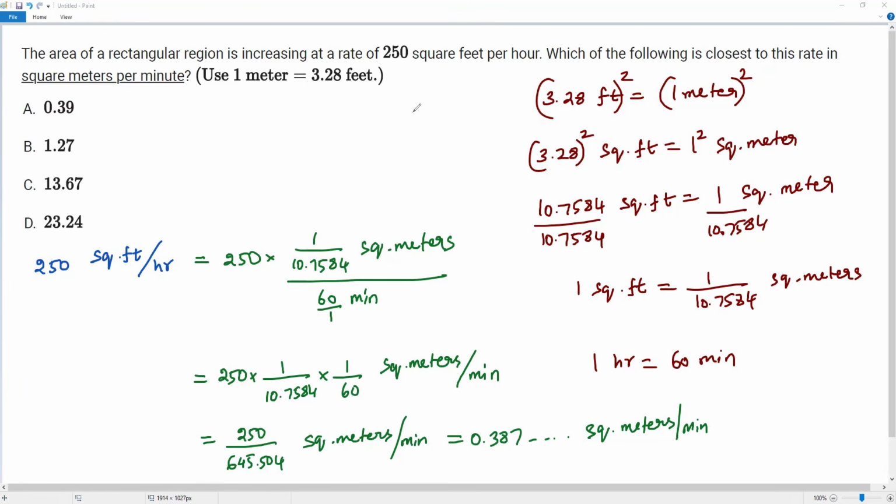Okay, here I have converted the given rate, square feet per hour, to square meters per minute. When I go over the given answer choices, the value in answer choice A, that is 0.39, is closest to the value I got over here. So the correct answer choice for this question is A.